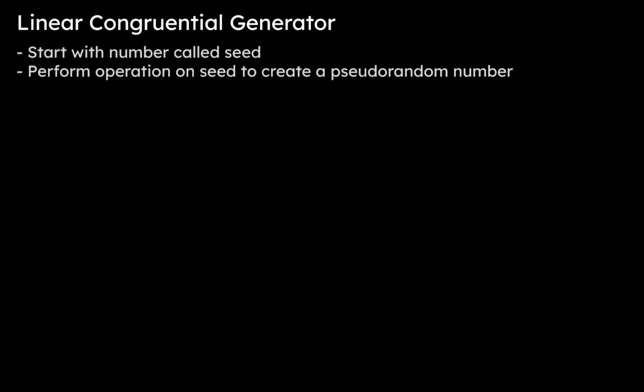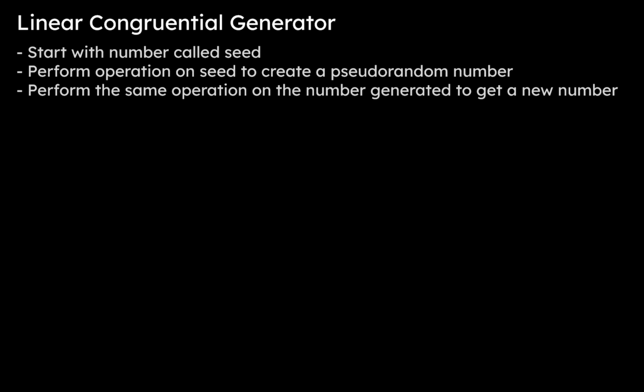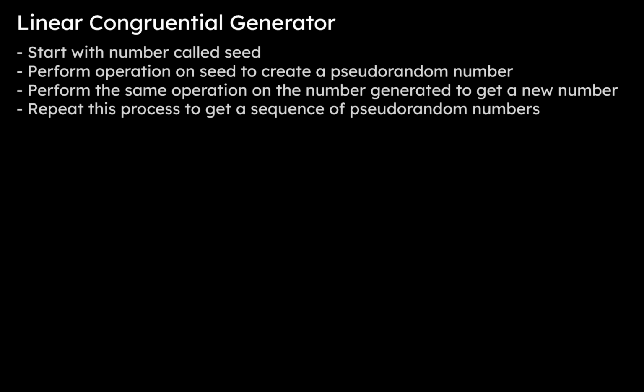You might think that, well, then we can only have one pseudo-random number, but that is not the case, because we can perform this operation again on that number generated to get a new number. And we can repeat this over and over again and get a sequence of pseudo-random numbers as long as we like. So you might be wondering what this operation is, and it is really quite simple. Here it is, and this might look a little bit complicated, but bear with me while I explain it. So you'll notice we have two x's.